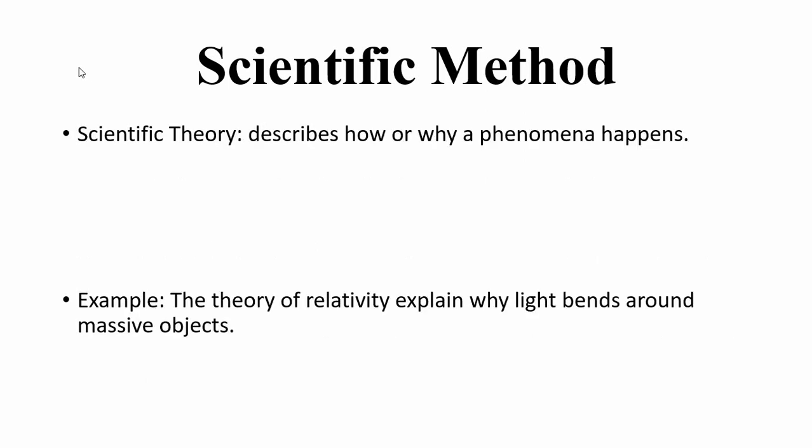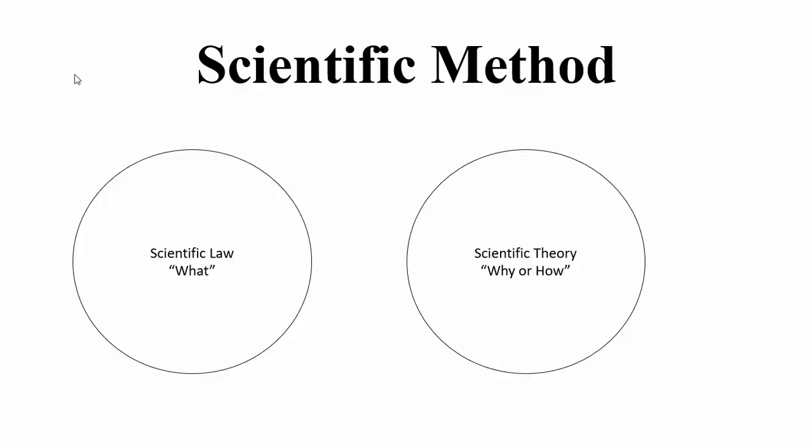Scientific theory describes how or why something happens. For example, the theory of relativity explains why light bends around massive objects. Okay, so theories and laws are not the same, and they do not get promoted into each other. What are the similarities?